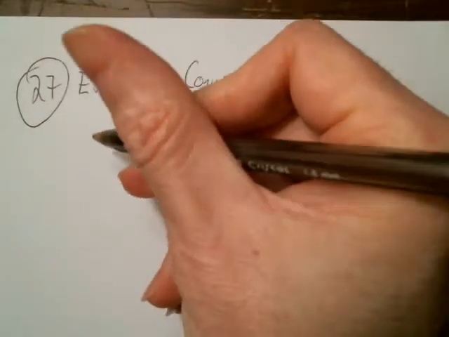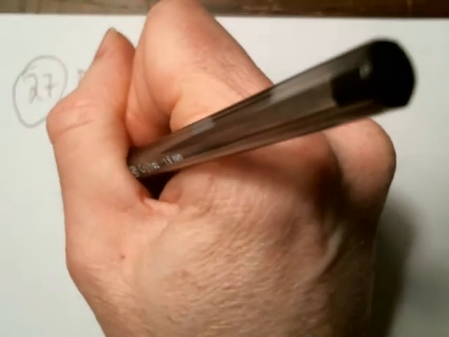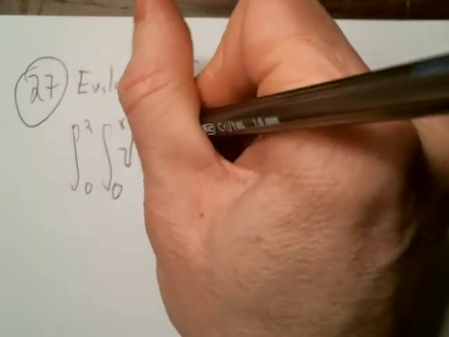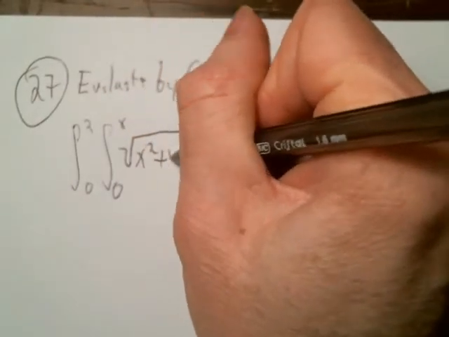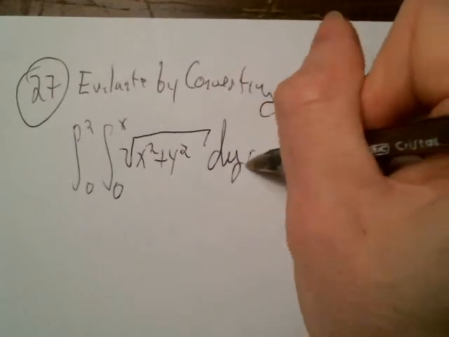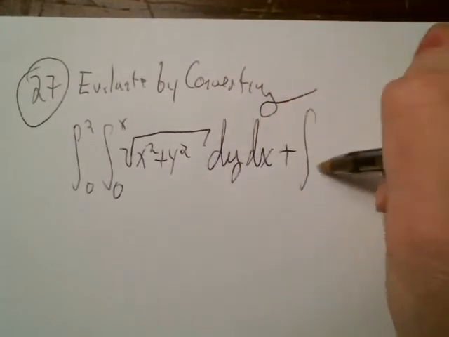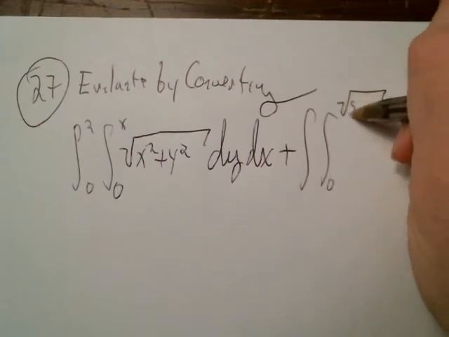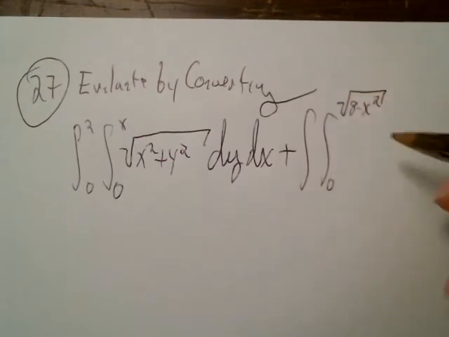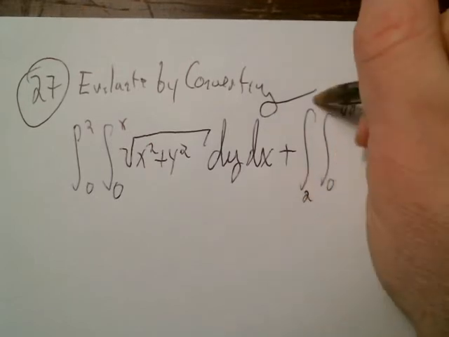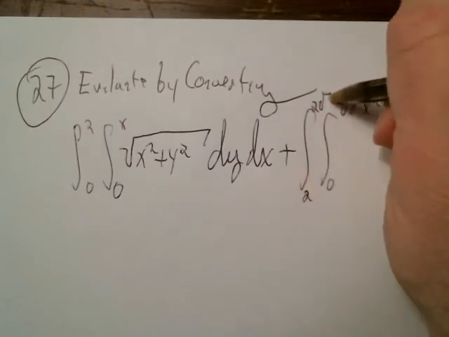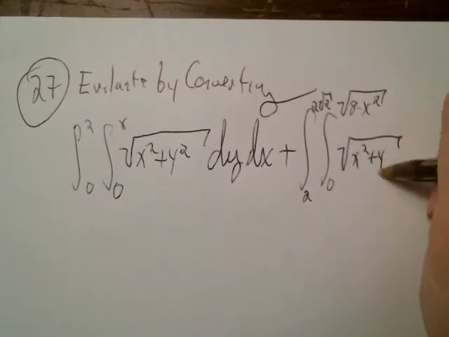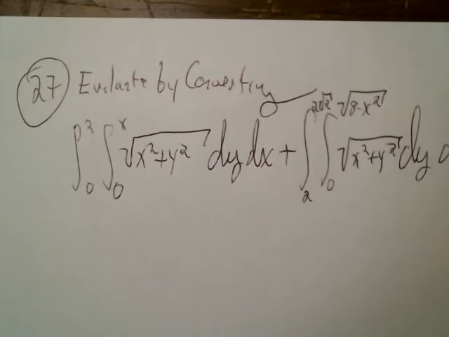Right? Okay, so they give you this big monster sum: the integral from 0 to 2, integral from 0 to x, of the square root of x squared plus y squared dy dx, and then plus the double integral, the inner part from 0 to the square root of 8 minus x squared, and then the outer part from 2 to 2 root 2. And now the inner part, the square root of x squared plus y squared dy dx.